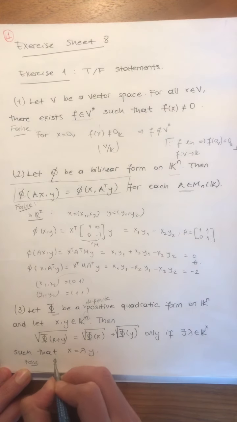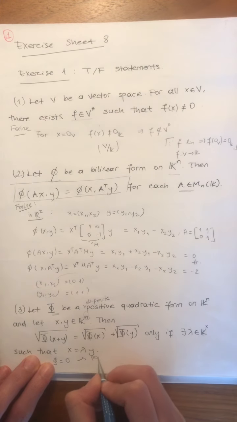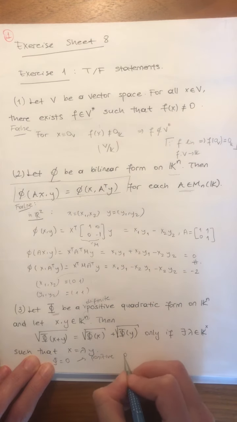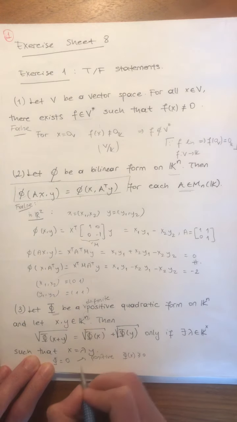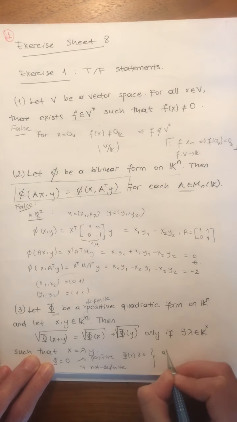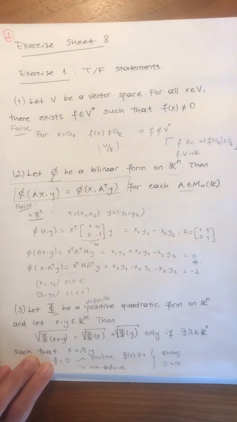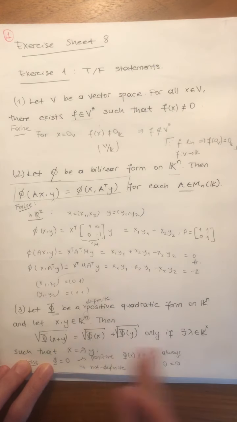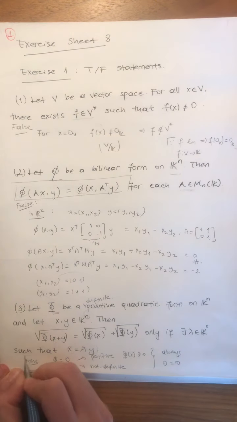because simply you may consider the zero form. This is obviously positive by the definition because of this equality, but it is not definite. So always we have this equality, and this equality is independent of the choice of linearity or collinearity of x and y. So this statement is false.